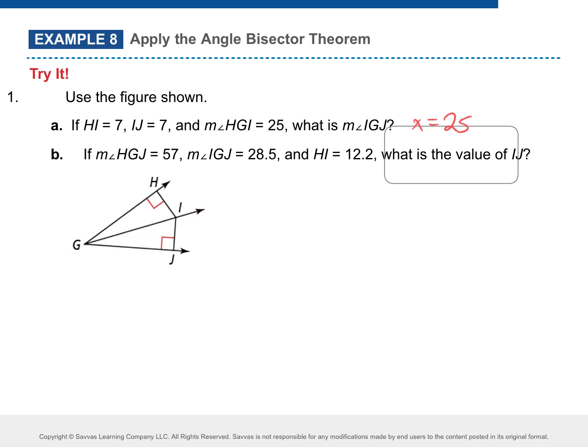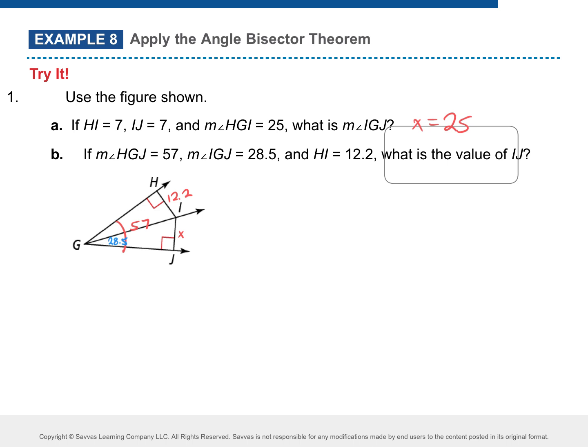On B, it says HGJ. Is that the whole thing or half? It's the whole thing. So this whole thing right here is 57. IGJ, this one right here, is 28.5. And then it says HI is 12.2. It wants to find the value of IJ.